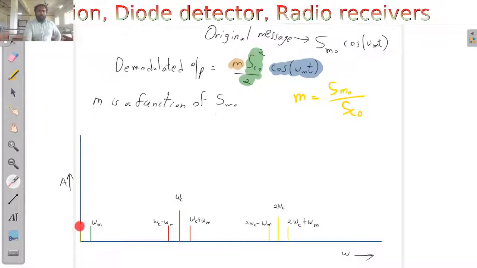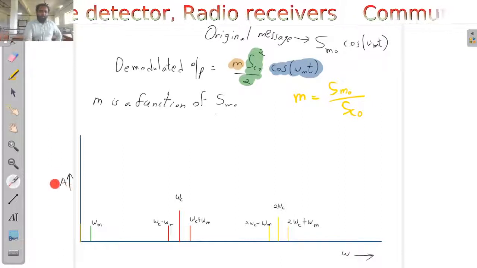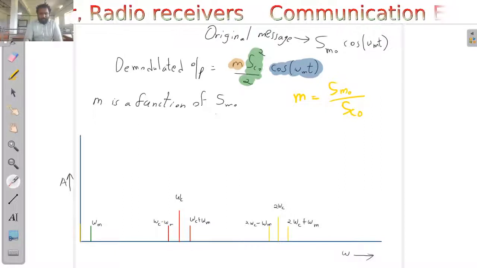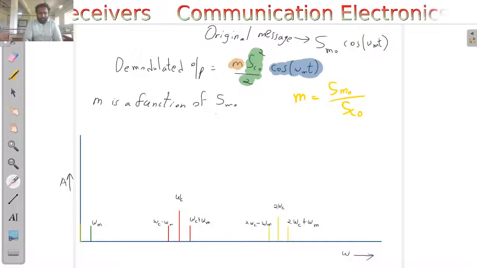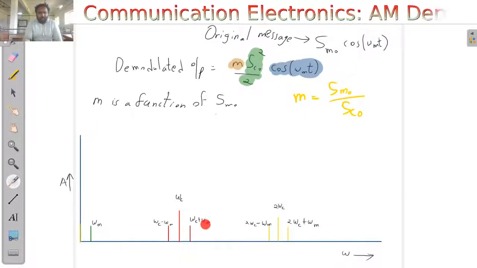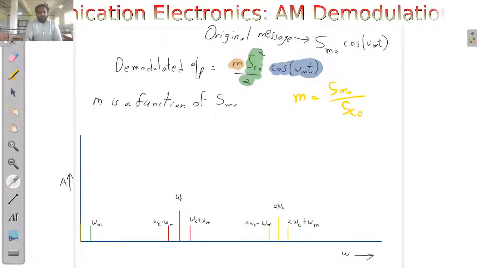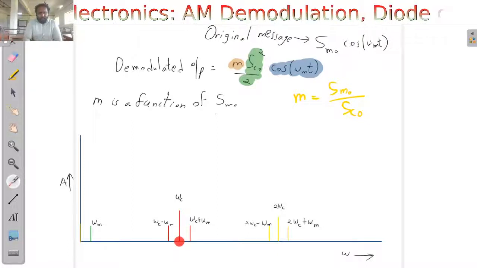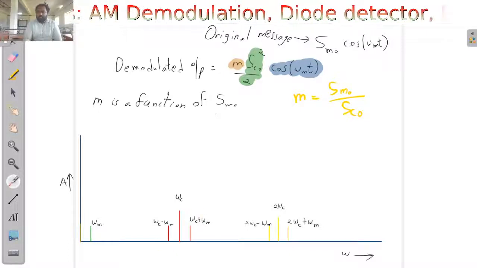And when you draw the spectral graph, it is like this: the frequency on the x-axis, the amplitude of the components on the y-axis. And the red colored spectral lines represent our incoming signal that is being received from free space. The incoming signal is represented by omega c minus omega m, omega c and omega c plus omega m. So these three components represent our incoming signal. Additionally, we will be generating a locally generated signal, and that is also having a frequency of omega c.